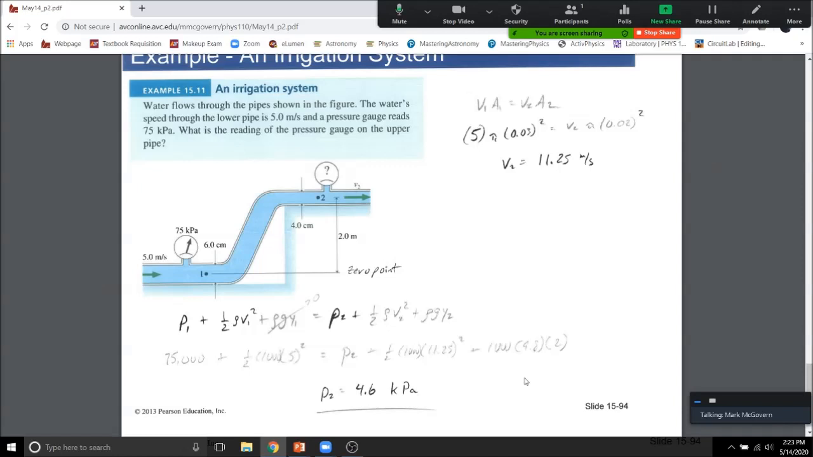Right, so that's the example of Bernoulli's equation. We went over buoyancy as well. That takes us to the end of fluid dynamics.